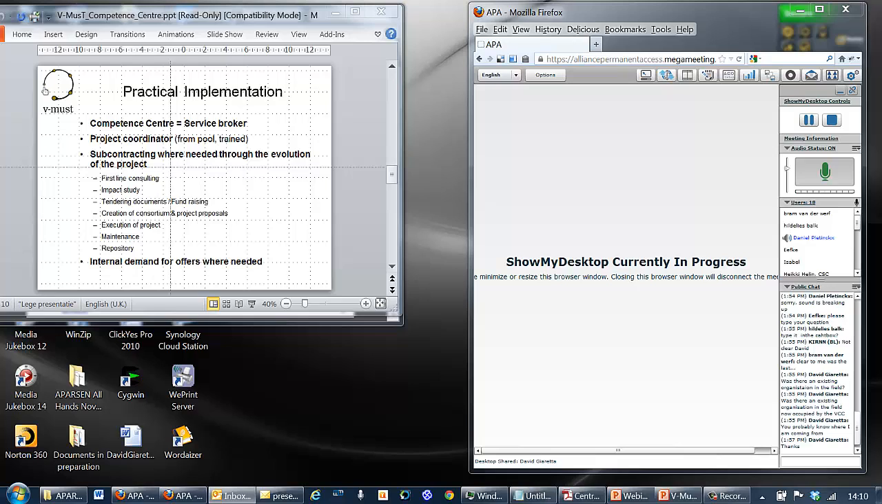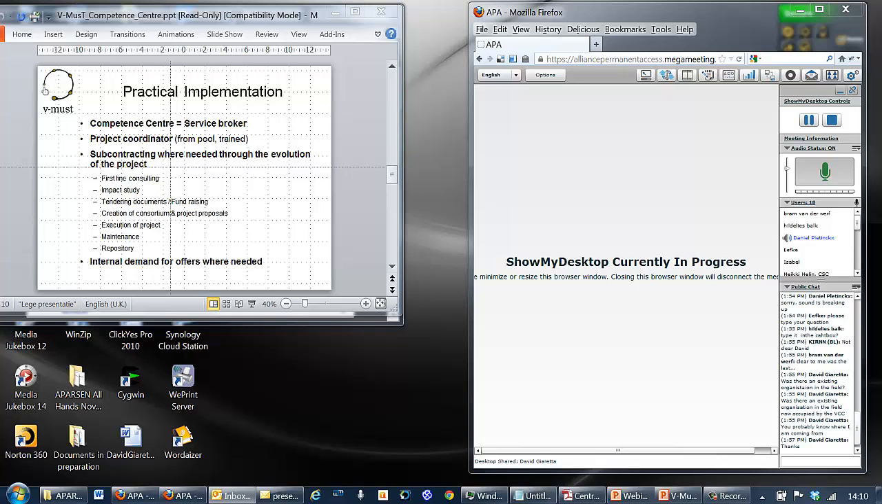So the practical implementation, as I said, is that the competence center will act as a service broker. That means that a project is divided up into different parts, and all of the different parts are seen as services. There are no products involved. So digitization, writing software, implementing, installing, whatever, it's all provided as services. And for those services, we look for the best party in terms of excellence, in terms of cost, in terms of practical implementation, for example, being local, speaking the language of the customer, and so on. Right?